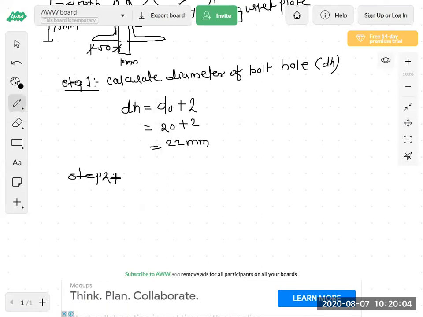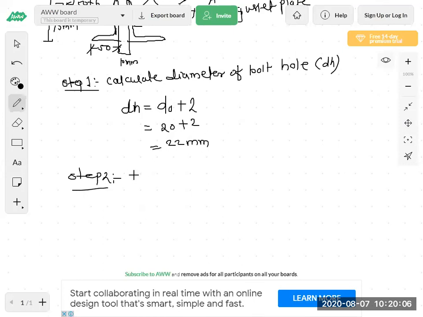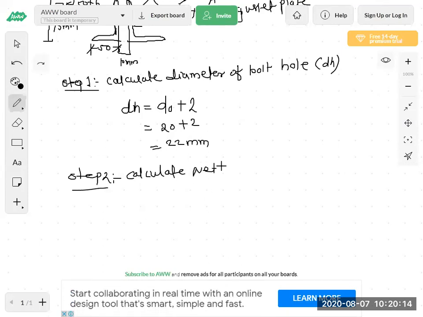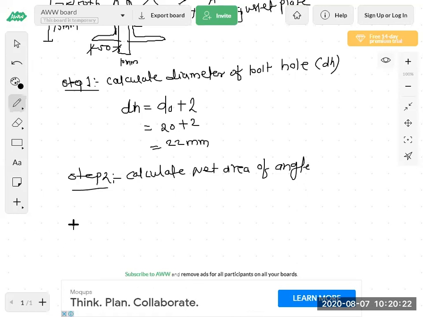Now next, step number 2. You have to go by the procedure only. Step 2. What is step 2? Calculate the net area of the angle. The angle section is given. So calculate the net area. Okay. Now this is a very important step.